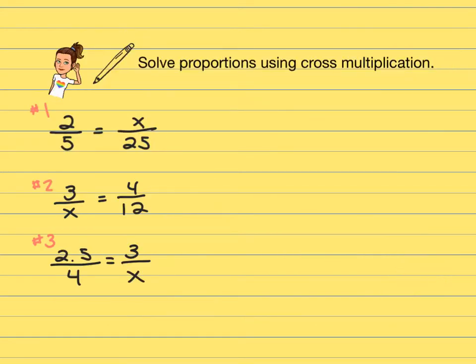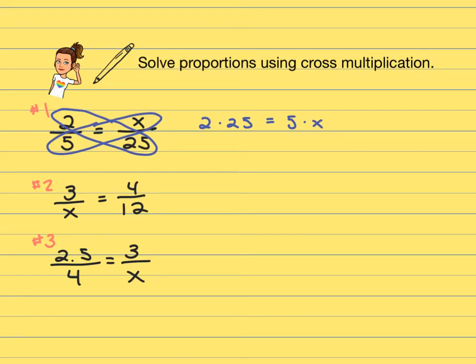Let's practice together. We're going to solve 3 proportions and we're going to use cross multiplication. Let's look at number 1. 2/5 equals x out of 25. Using cross multiplication, our first step is to multiply 2 times 25, and we write that down, and we're going to find the cross product of 2 times 25. Now that is equal to the other cross product, which is 5 times x, and we write that down.